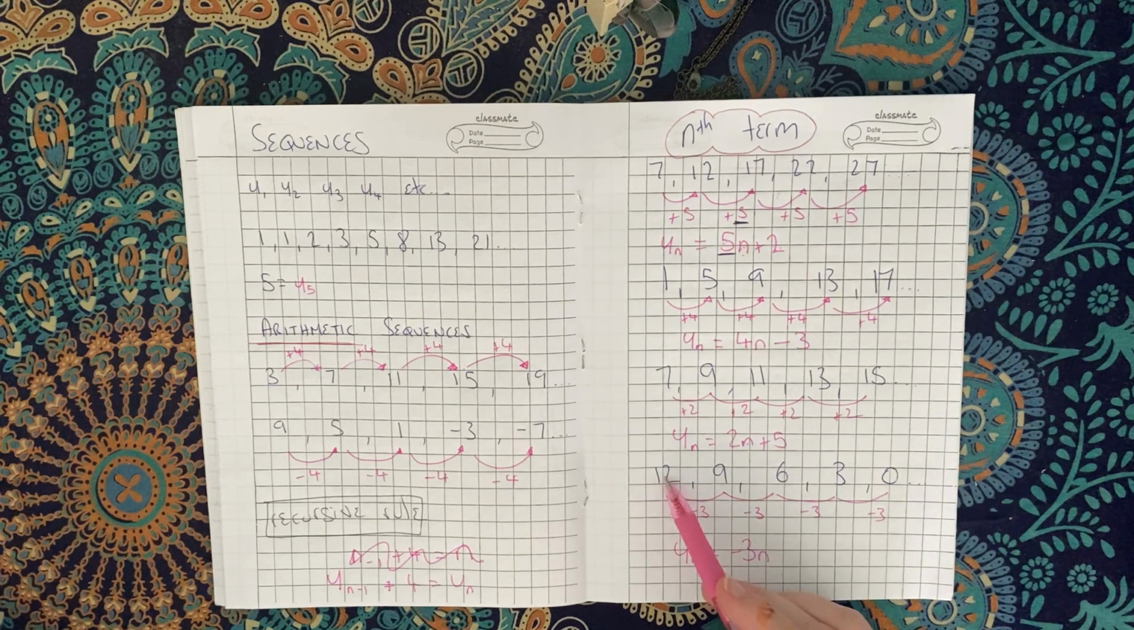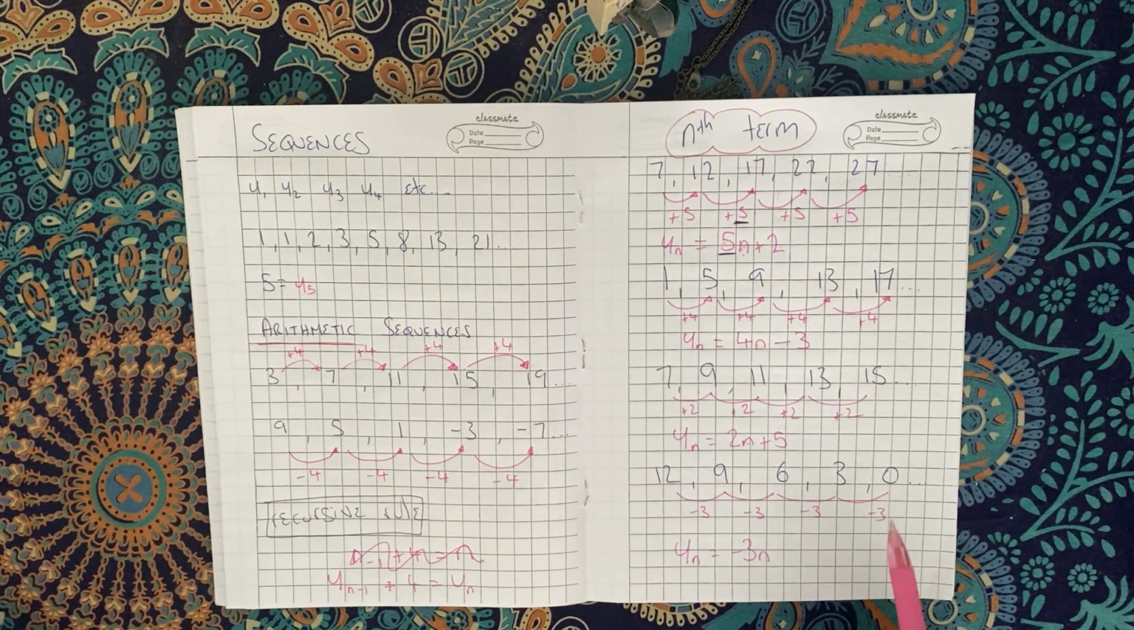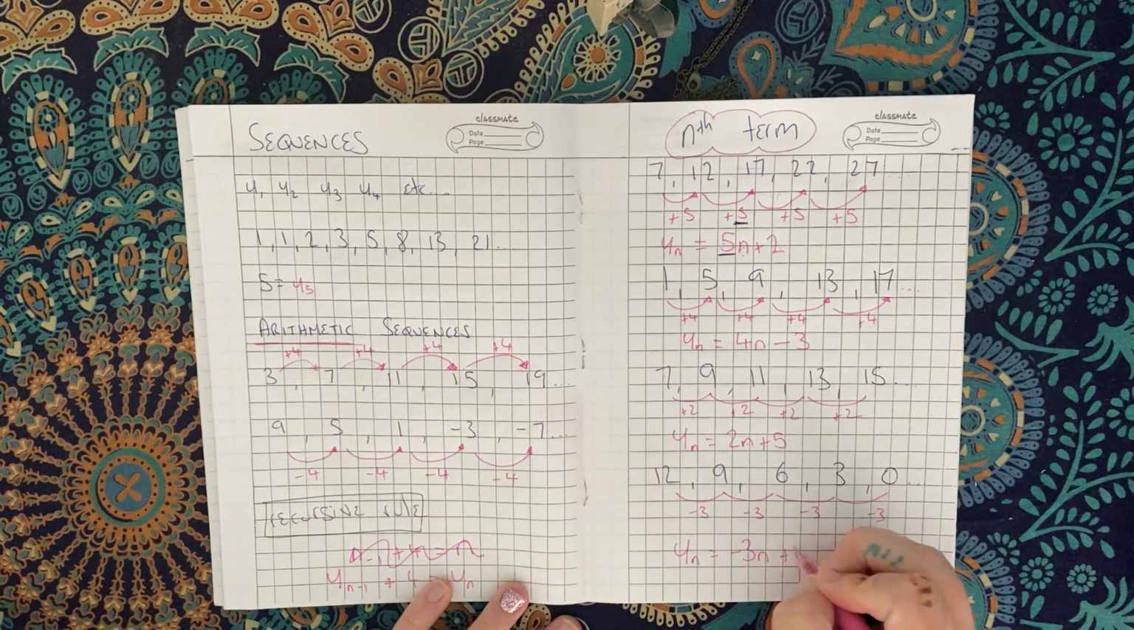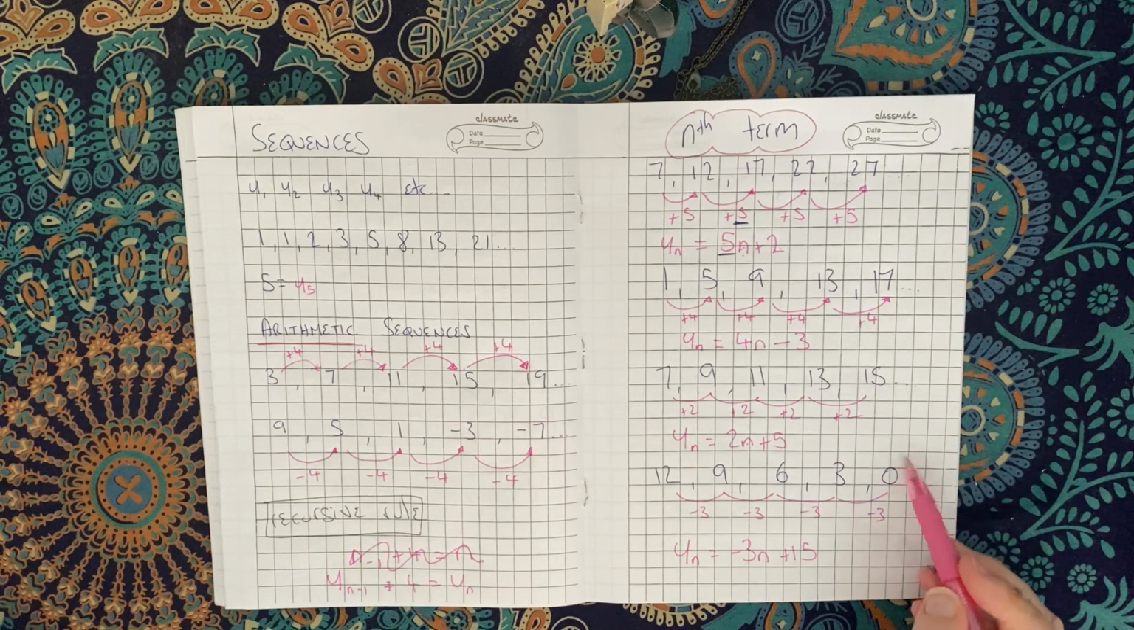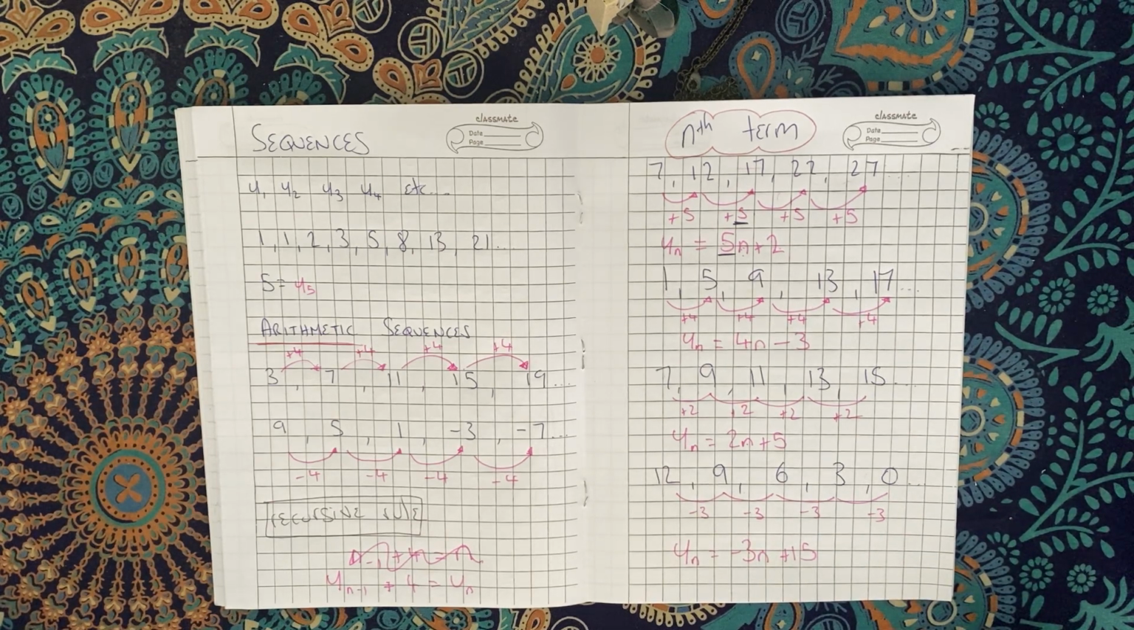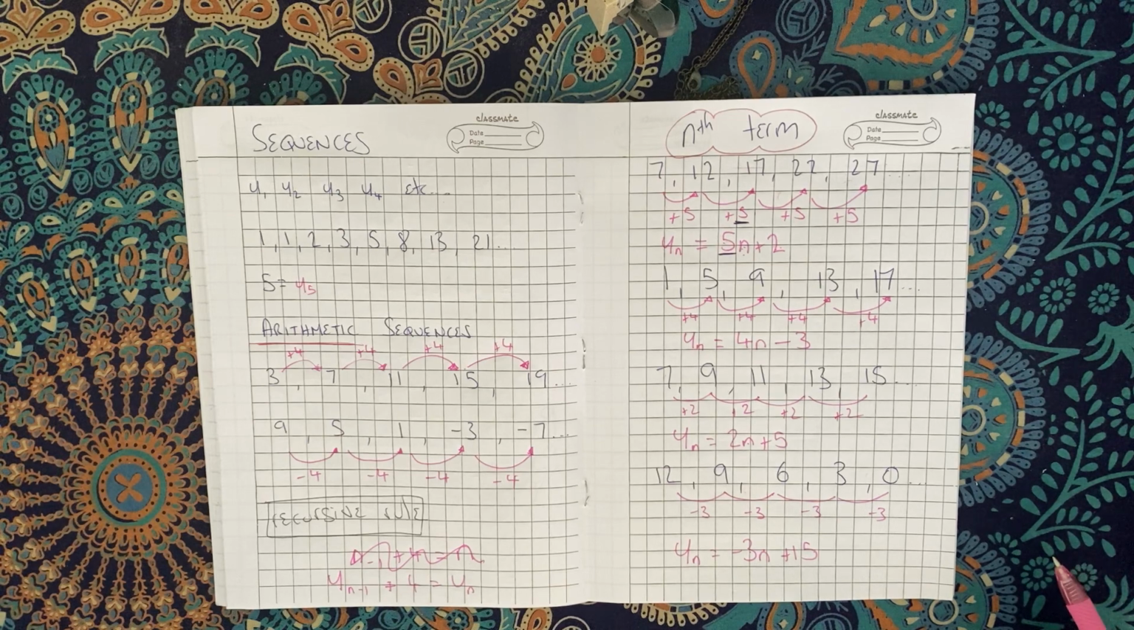And then again, I just say whatever I need to do to get up to this. So negative 3 times 1 is negative 3. Plus what to get to 12? Well, that's going to be 15. And then I'm going to try it for maybe the fifth term. So negative 3 times 5 is negative 15. Negative 15 plus 15 is 0. So it works. All right, so this is about arithmetic sequences.